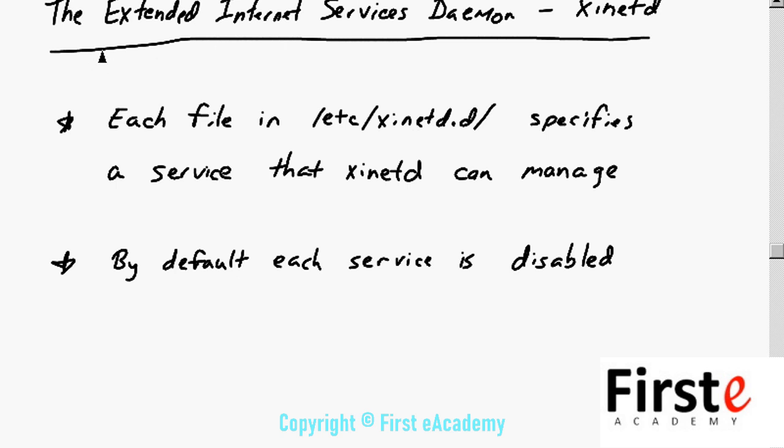All right, well now let's talk about the Extended Internet Services daemon, which is known as xinetd. Let's just take a step back for a second and talk about how client and server programs interact over the internet. Use FTP as an example. FTP has a server out there, and then there's an FTP client running, say, on our local machine.